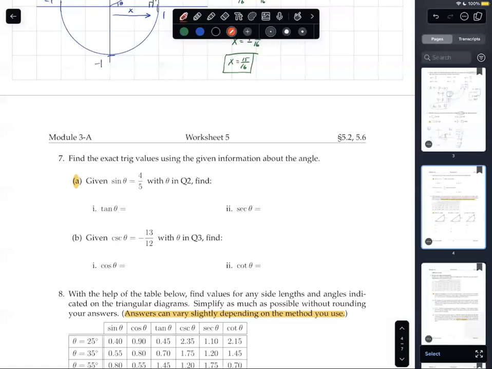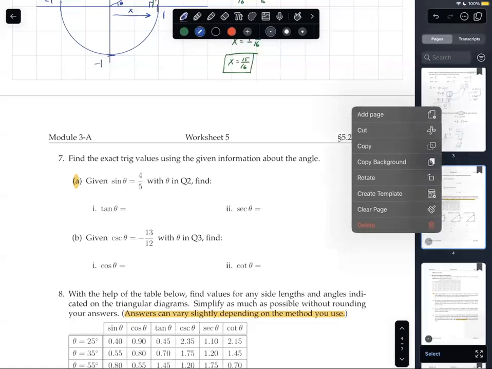Let me see. No, you could do 7A first. Okay, all right. Yeah, let's take a look at 7A and then we'll kind of cycle around everybody.